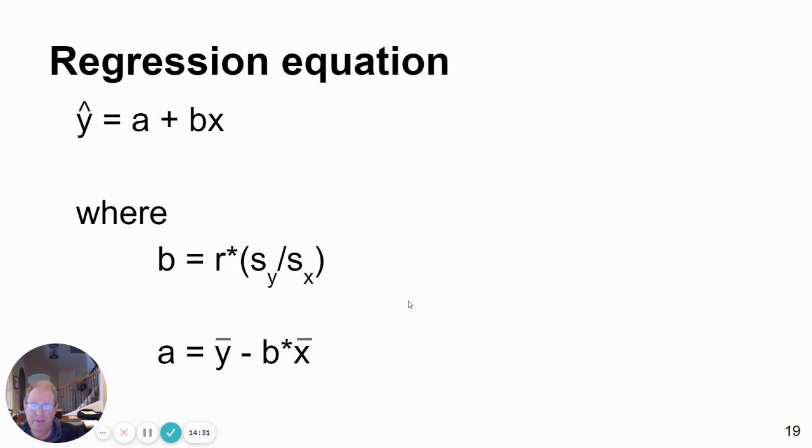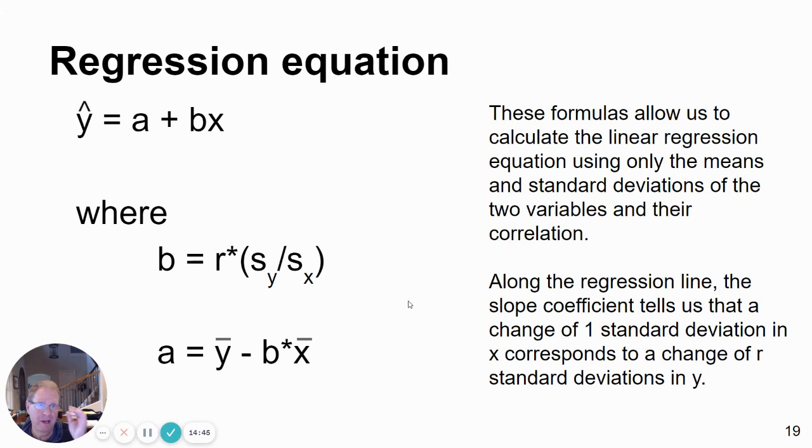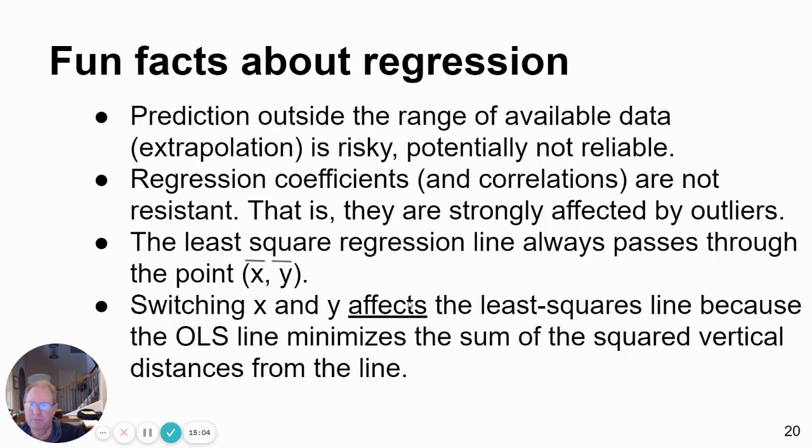There's really not much here I have to teach you because these formulas for A and B, the slope coefficient and the intercept, are on your formula sheet. So when you see a problem like this, it's just a matter of plugging numbers into the formula and writing out your equation. These formulas allow us to calculate the linear regression equation using only the means and standard deviations of the two variables and their correlation. So if you see all that kind of data in the problem, then likely you're going to have to use these formulas, dig out your formula sheet, plug the numbers into the formula, and write out the equation.